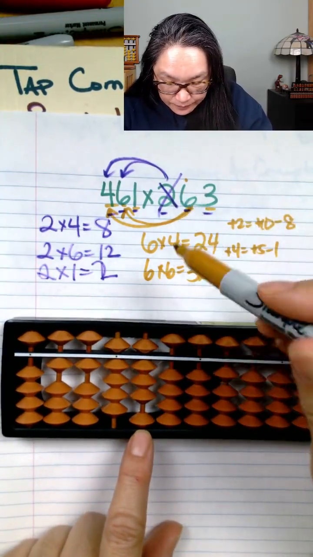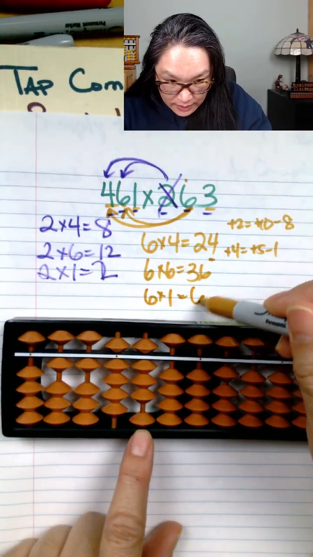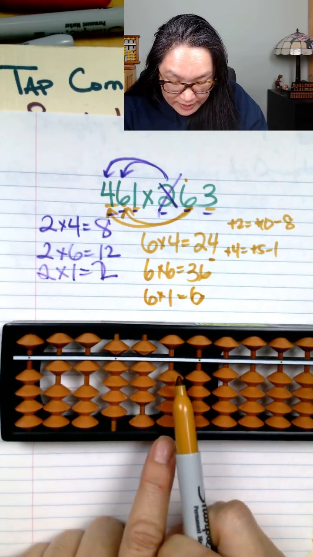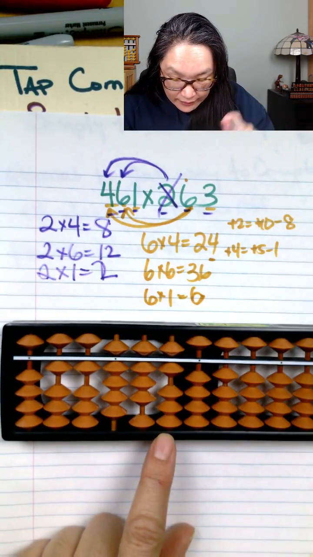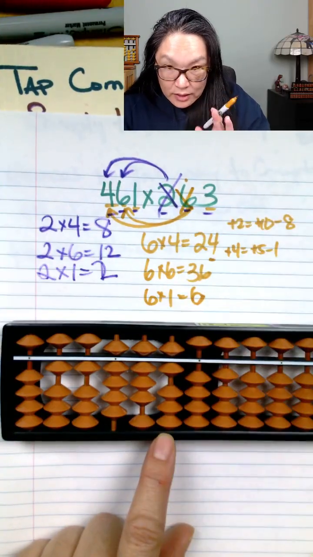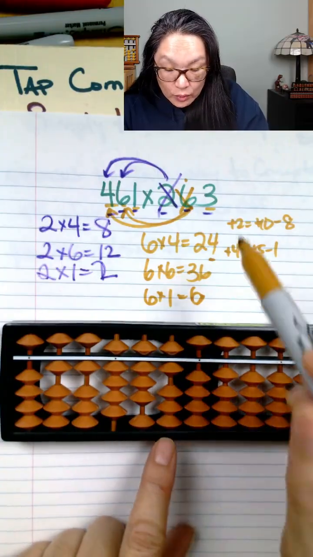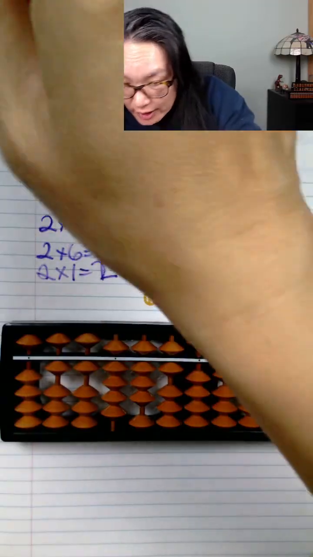6 times 1. 6 times 1 is 6. 6 is a single digit. So I have to go back one column and I add my 6. Not a problem, right? We have that. So we're done with the 6. Again, this is my partial product. What are we going to do? We're going to reassess. I'm going to change to a different color.